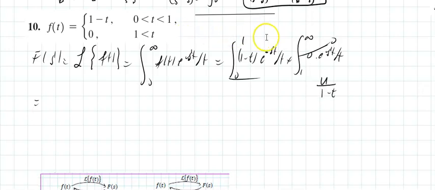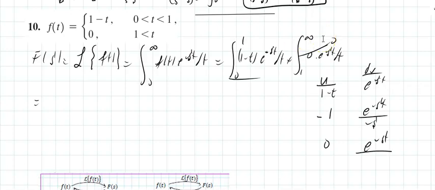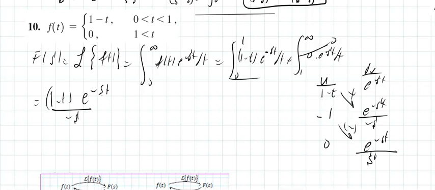So I am left with, take a derivative, another derivative, dv is e to the negative st, v is e to the negative st divided by negative s, then e to the negative st divided by s squared, plus minus. So that is (1 minus t) e to the negative st over negative s. Negative times a negative is a positive, e to the negative st divided by s squared, evaluated from 0 to 1.